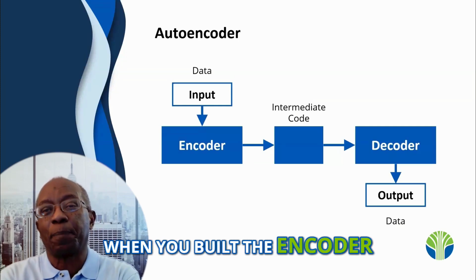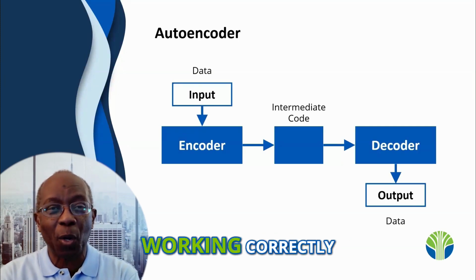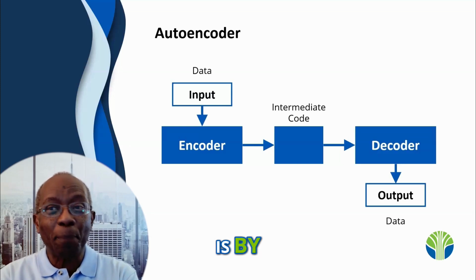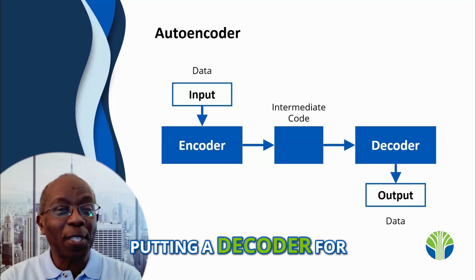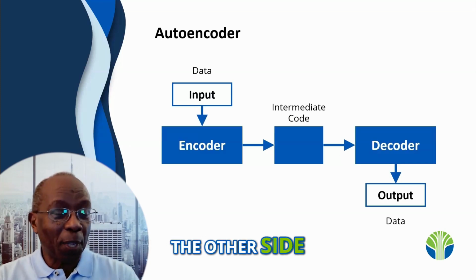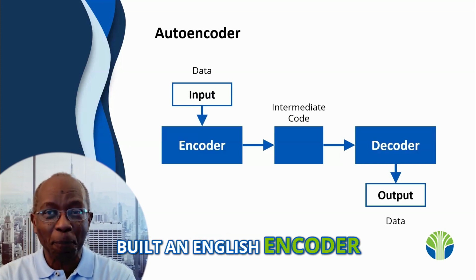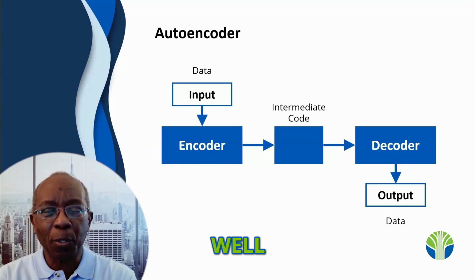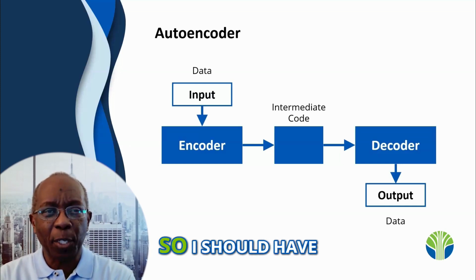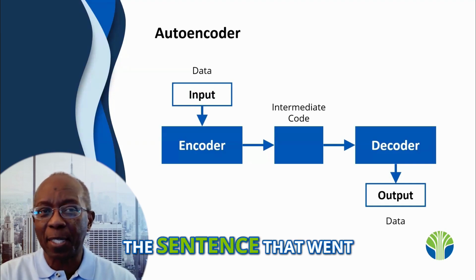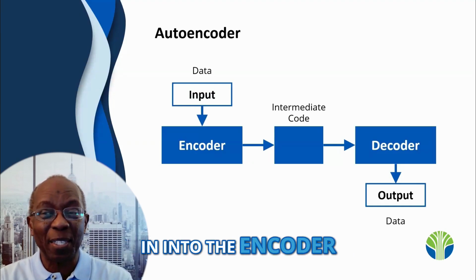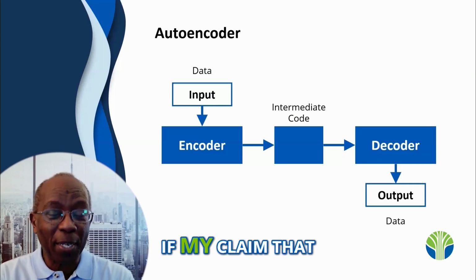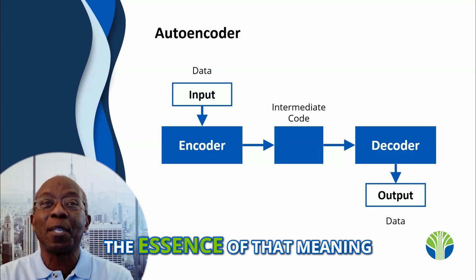When you built the encoder, how did you know that your encoder was working correctly? Well, the way you check that an encoder is actually doing the correct job is by putting a decoder for the same language on the other side. So if I have built an English encoder and then you hook an English decoder after the intermediate code, well, output should come English. So I should have that the meaning of the sentence that went into the encoder is the same meaning of the sentence coming out of the decoder, right? If my claim that that intermediate code has the essence of that meaning.